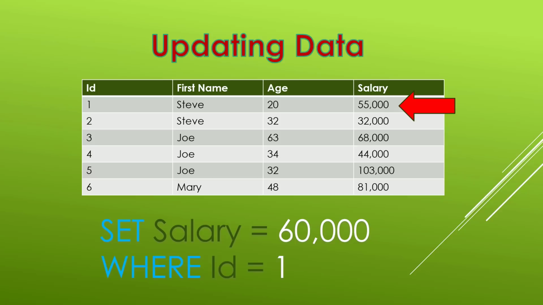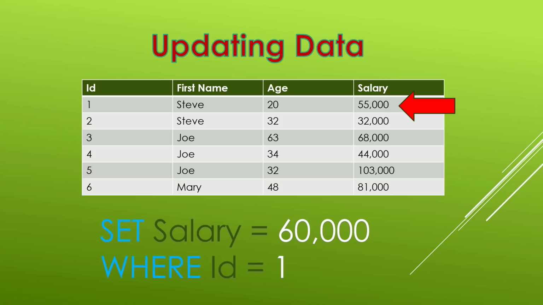Now, if you decided not to include this where ID and you just used set salary to 60,000, unfortunately, that would cause all of the salaries in the table to change to 60,000. So we really need to make sure that any time we are updating our data, we should always have a where statement, indicating some sort of filtering of which records we want to make that change to. It's very rare that you would ever want to change all of the values on a table.